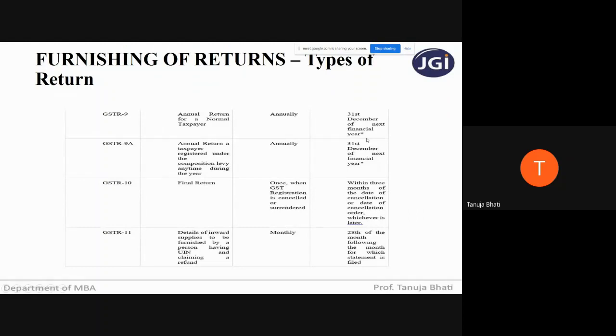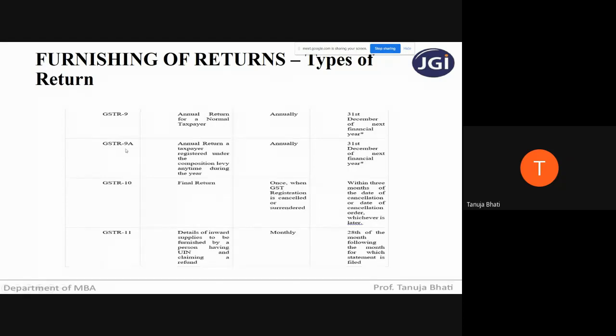So suppose for the financial year 2021, the due date up to which you can file the return is 31st December 2021. So for a particular financial year, to file the annual return, the due date will be 31st December of the next financial year.